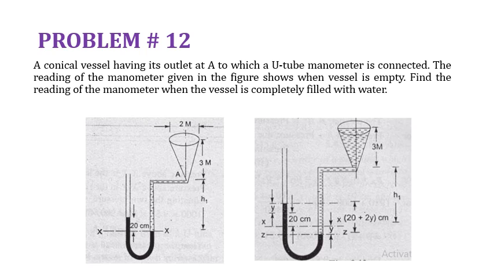So our datum will be shifted from XX to ZZ. So datum has gone down by Y, and so the level difference of mercury of two limbs will be the distance from this datum ZZ to this new level which has gone higher by Y. So the level difference will become 20 plus 2Y in centimeters.